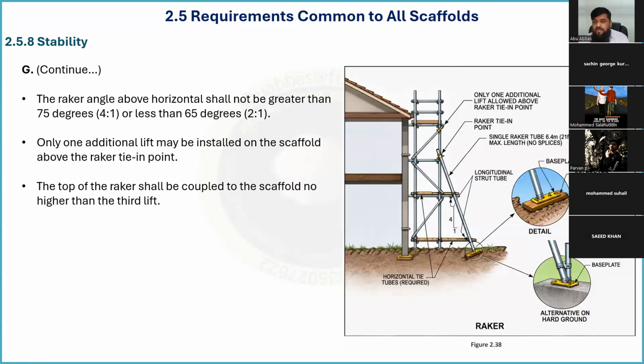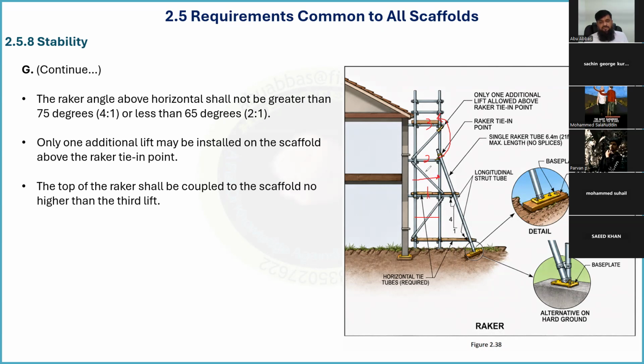Okay. Again, another criteria, it says that this is first lift, this is second lift, this is third lift. So the raker we cannot put beyond the third lift. If we are using single tube, hardly we will reach the second lift. But in case the lift is smaller, not what we can say of 2 meters, in that case maybe we have more lifts, maybe any special scaffold. So we will not go beyond the third lift.